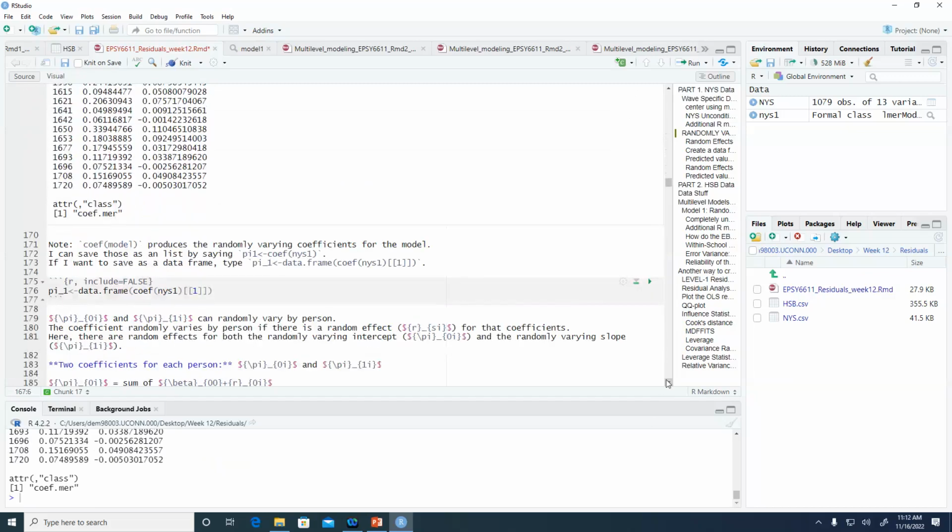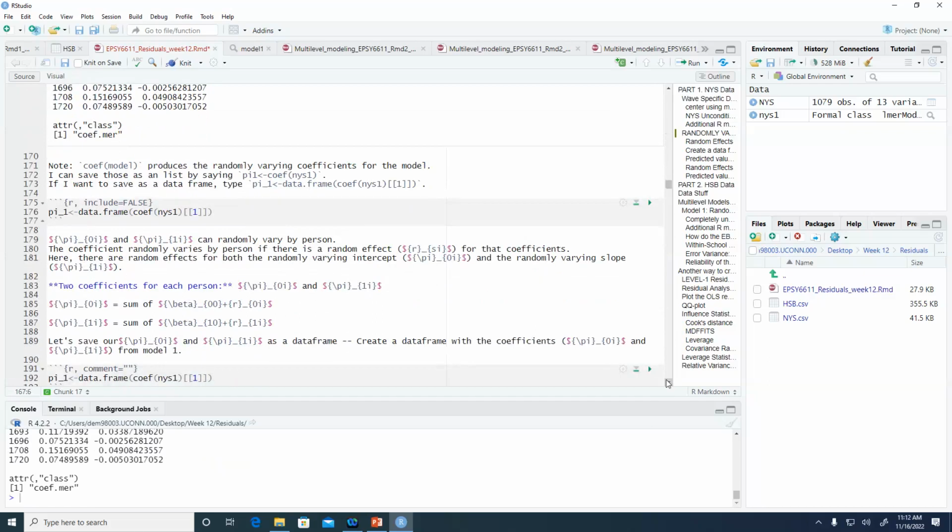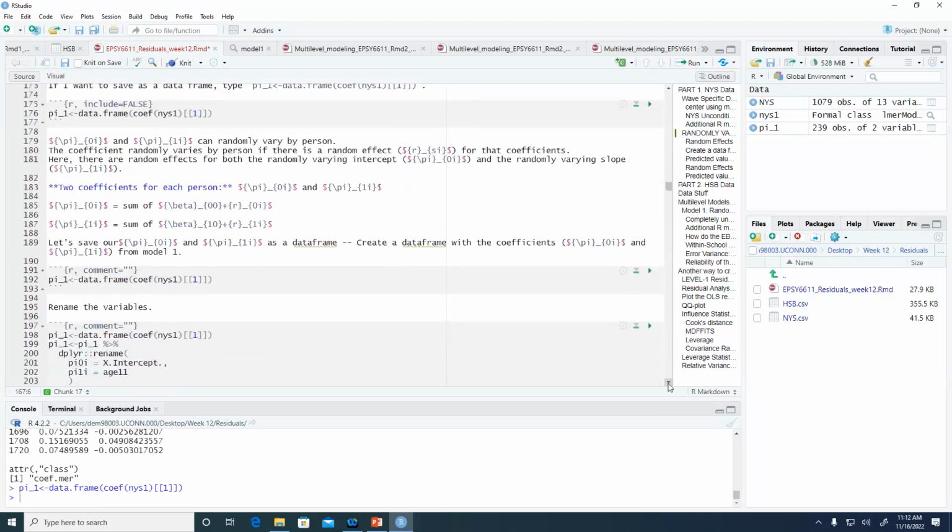Should have just X'd it out. Okay, so here I'm just showing you could save those, if I wanted to, I could just save those in a data frame, right? Okay, the next thing, and maybe I won't toggle back because it'll start me at the beginning.